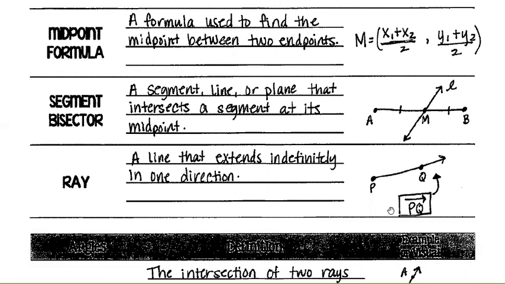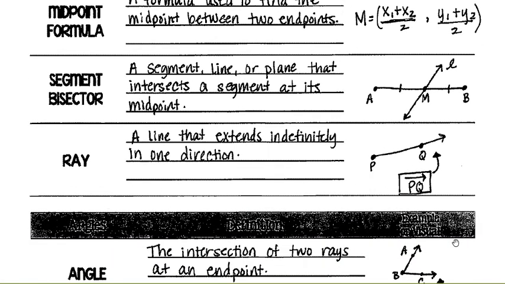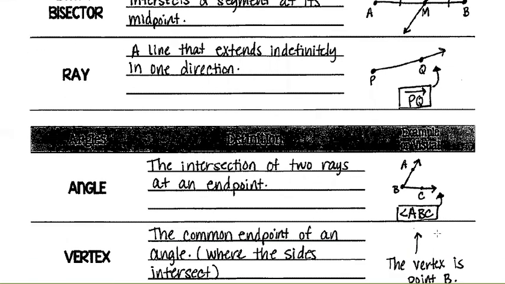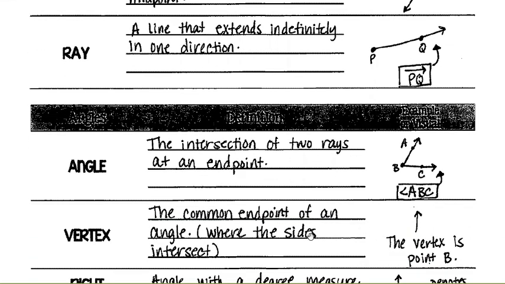Let's see. Now continuing, this is angles, definition, and visuals. An angle is the intersection of two rays at an endpoint. So you have A, B, C, right? So angle ABC. B, the vertex, is usually in the middle. So that's how you name it. Order matters, all right? Now my vertex, the common endpoint of an angle where the sides intersect. So these sides right here, AB is a side and BC is also a side, and they intersect at point B. So the vertex is point B.